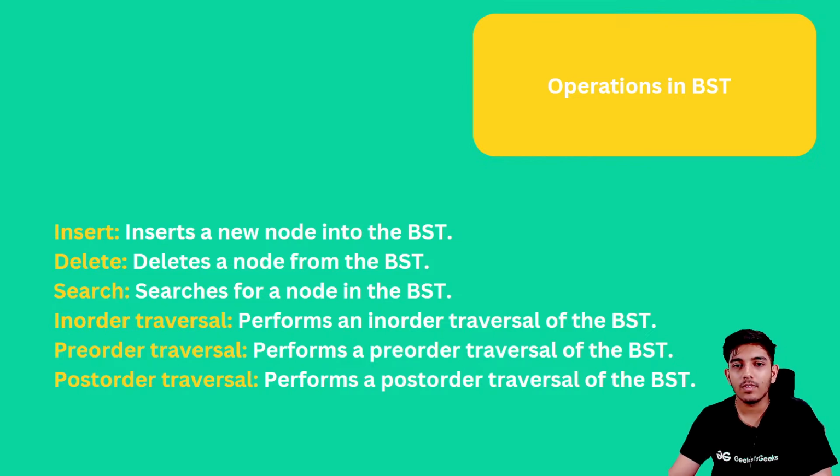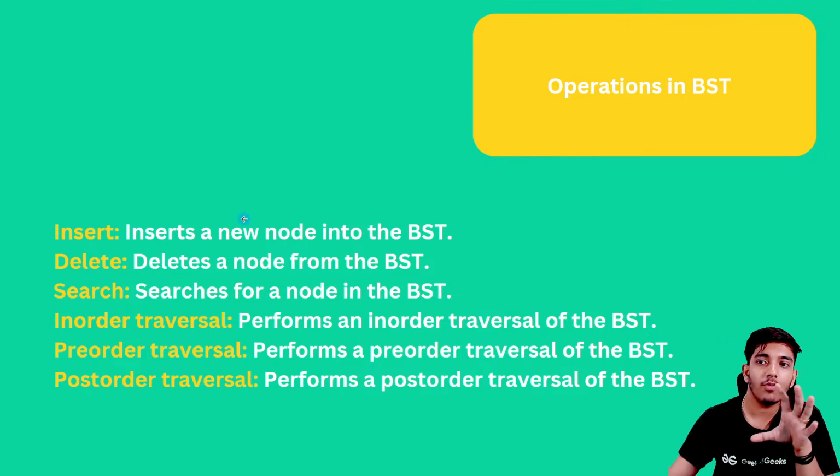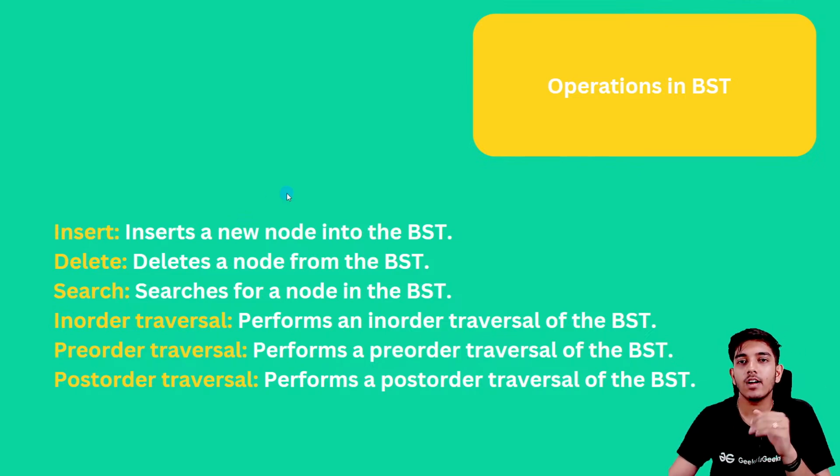So now we are towards the end of this video. In the next video, we'll be covering a few operations. What are the operations in a binary search tree? We have insert, delete, search, in-order traversal, pre-order traversal, and post-order traversal. We have covered what insert, delete, and search are, and we'll be covering these three operations in the binary search tree, and there can be more operations which are required. We'll be covering everything required in binary search tree using JavaScript.